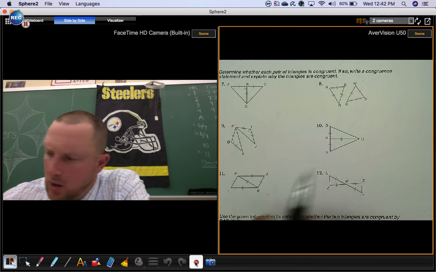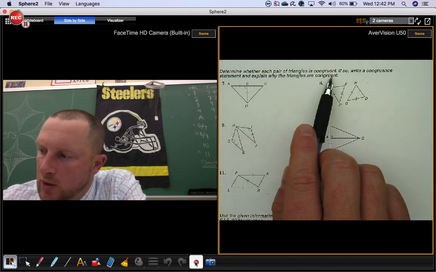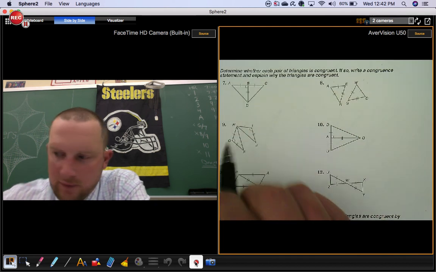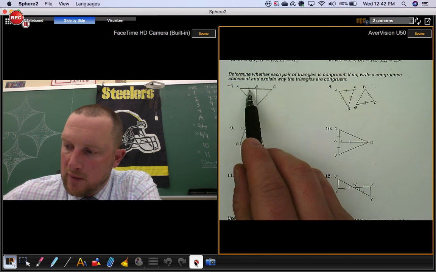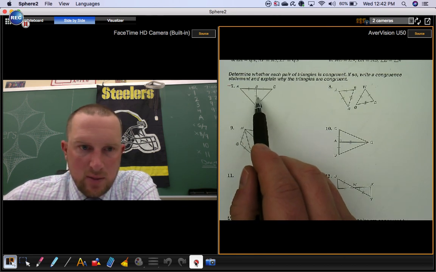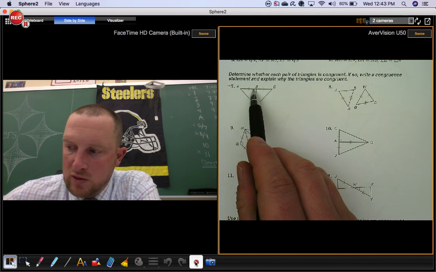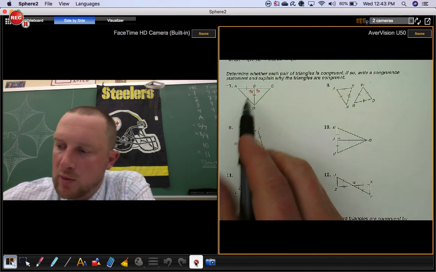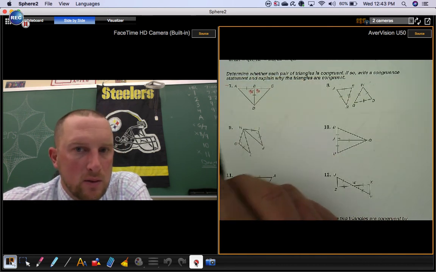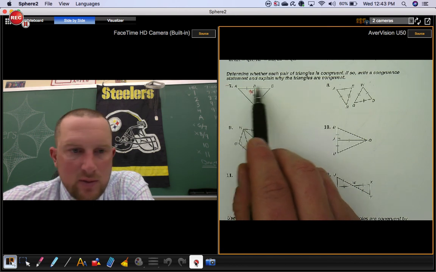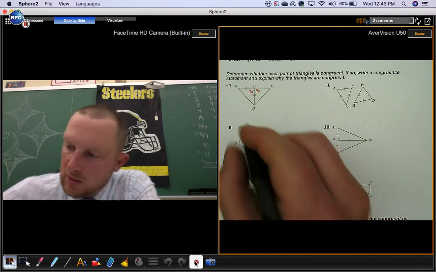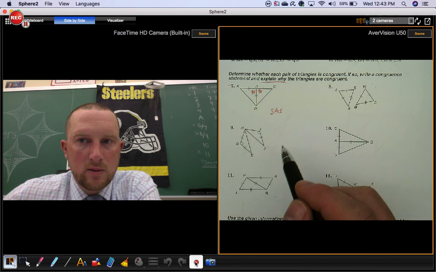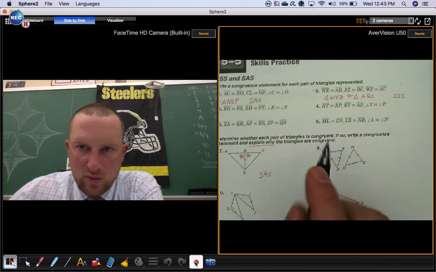In this next section, we're going to determine whether each pair of triangles are congruent. If so, write a congruent statement and explain why the triangles are congruent. So we'll do that first one together there. You have a pair of congruent sides, another pair of congruent sides, and then you have two segments that are perpendicular. Well, we have a theorem that says if those two segments are perpendicular, then both of those angles are 90. So you have congruent angles in between congruent pairs of segments. This is side angle side. That's your explain why.